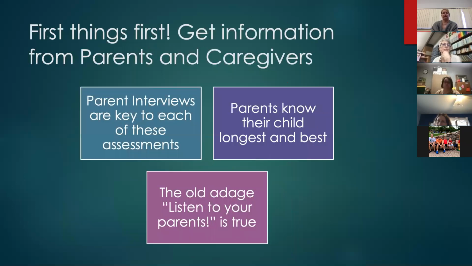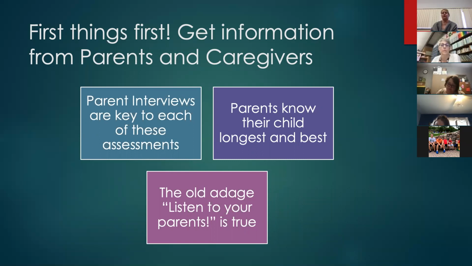The first thing we always do when we're looking at a possibly CVI-affected kid is get information from parents and caregivers. Parent interviews are key to each one of these assessments. Why? Because parents know their child longest and best. And that old adage, listen to your parents, which some of us who are parents wish our kids would actually do once in a while, is true.